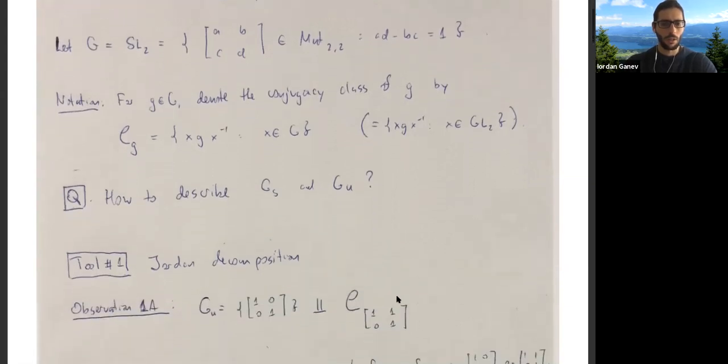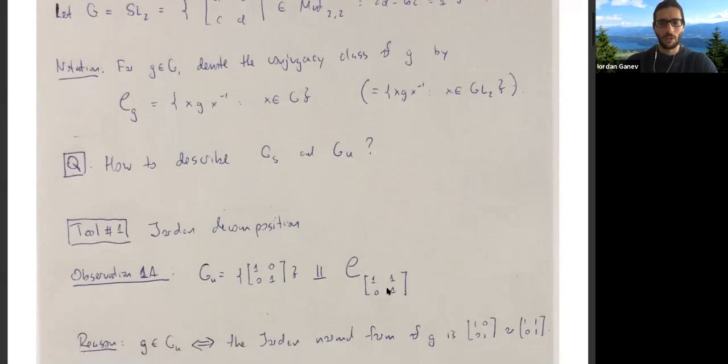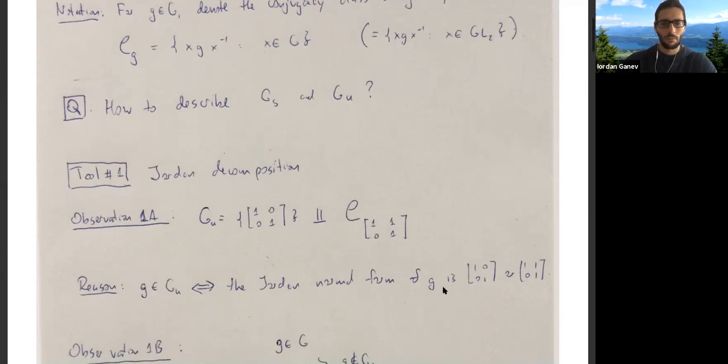The first tool we can use is the Jordan decomposition. If we have a matrix, we can always put it in Jordan normal form. This tells us pretty quickly that the unipotent matrices are the identity and anything conjugate to this matrix, with ones along the diagonal, a single Jordan block of size 2 with eigenvalue 1. The conjugacy class of the identity matrix is itself, since it is in the center and commutes with everything. So the Jordan normal form is either the identity or this, and that already tells us quite a bit about the unipotent locus.